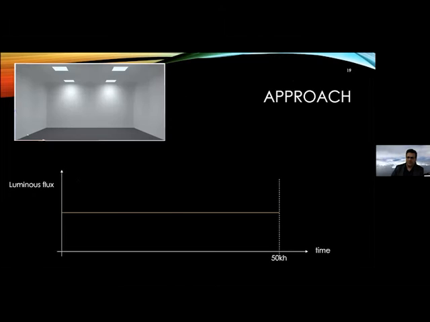So here is my first model. First model, a room with 4 luminaires. And I would like to maintain a certain luminous flux at the end of the lifetime, which is 50 kilo hours. I will obviously allow 15% more of margin because it's very difficult to achieve exactly 320 lux.